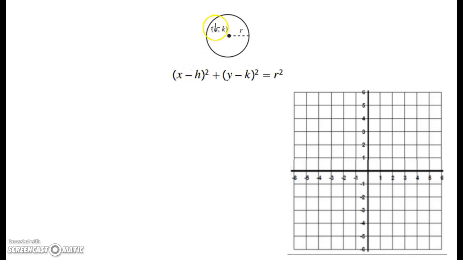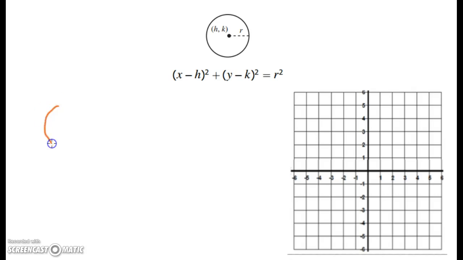So if the h in the circle is positive, it actually looks like a negative down here. And if the k in the circle is positive, it actually looks like a negative down here. So it actually is going to look like the opposite of what it really should be. So for instance, we're going to look at one.